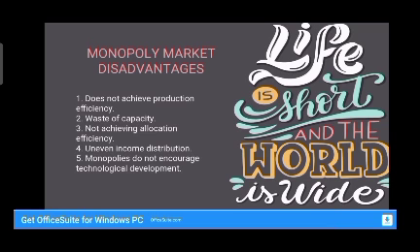Okay, the next one is monopoly market disadvantages. There are 5 disadvantages of monopoly market. Number 1 is it does not achieve production efficiency. Number 2 is waste of capacity. Number 3 is not achieving allocation efficiency. Number 4 is uneven income distribution. And the last one is monopoly does not encourage technological development.